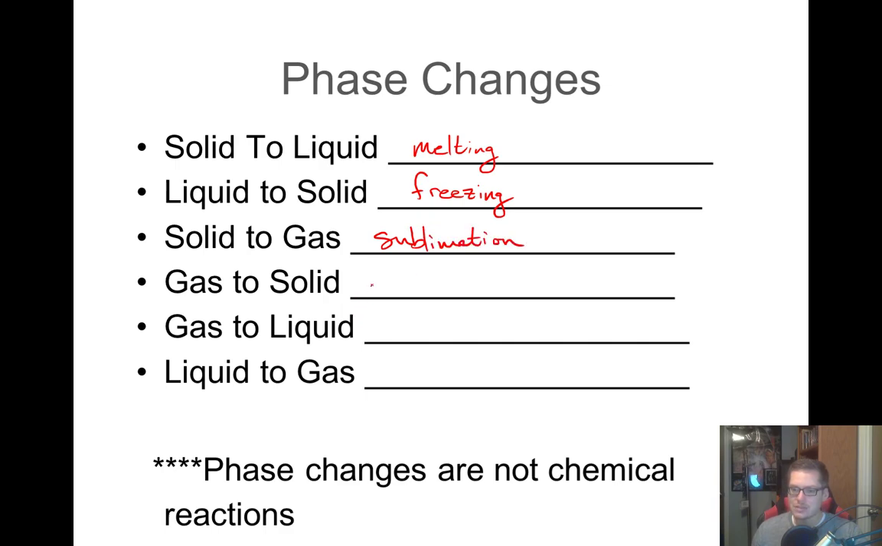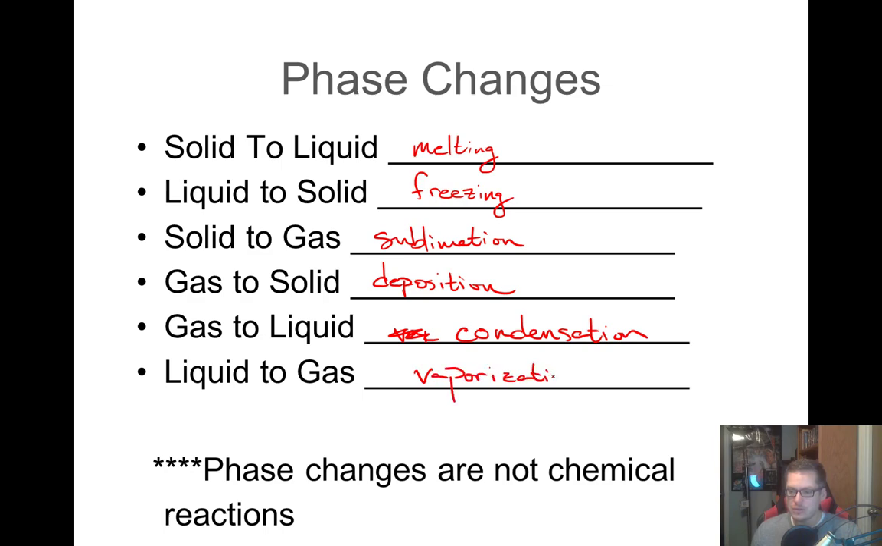Gas to solid is called deposition. This is the one most people can't quite remember. Gas to liquid is, no, condensation. And then liquid to gas is vaporization.